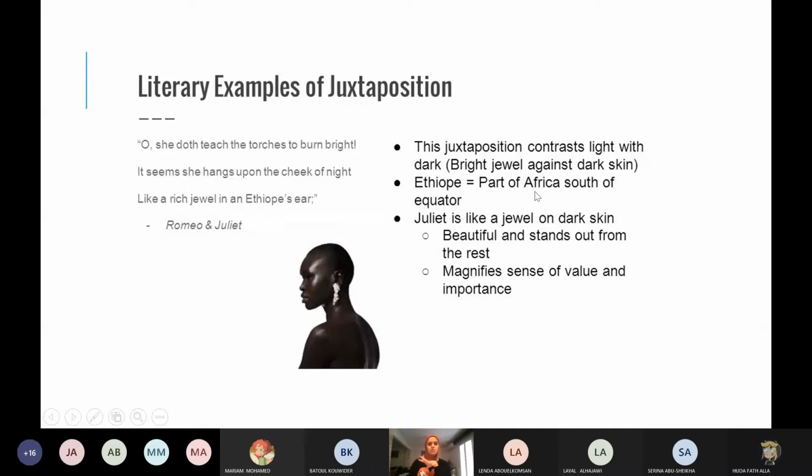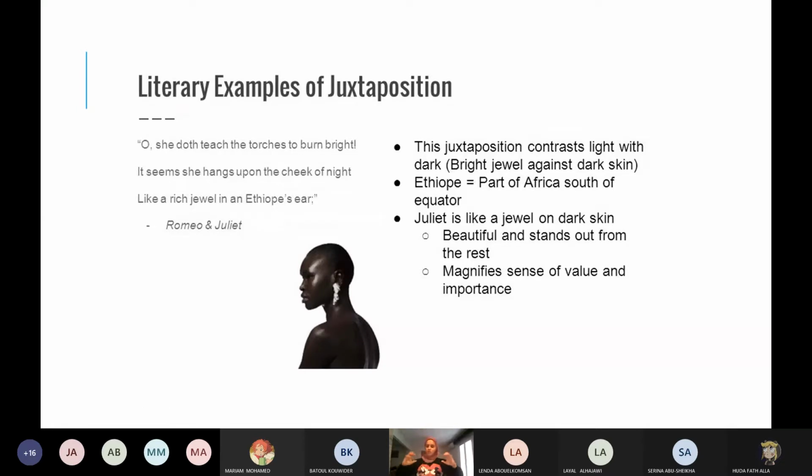Ethiopia, as we said, is a part of Africa, south of the equator. Juliet is like a jewel on dark skin. So she is beautiful and stands out from the rest. It is unique and vivid. You can see it, it is distinctive, it means you can see it clearly. It magnifies the sense of value and importance.